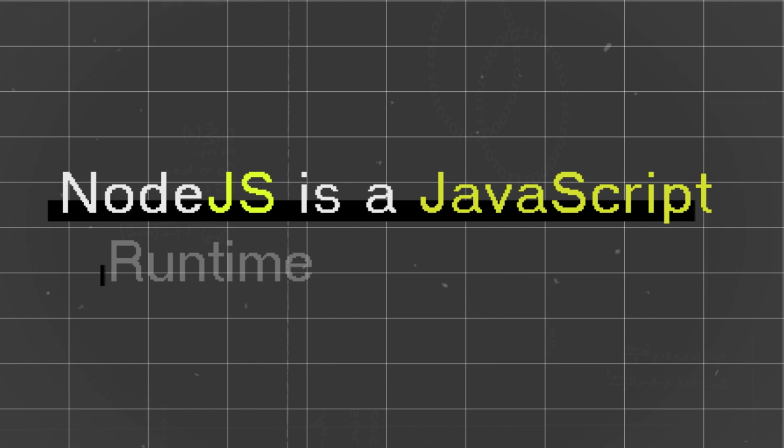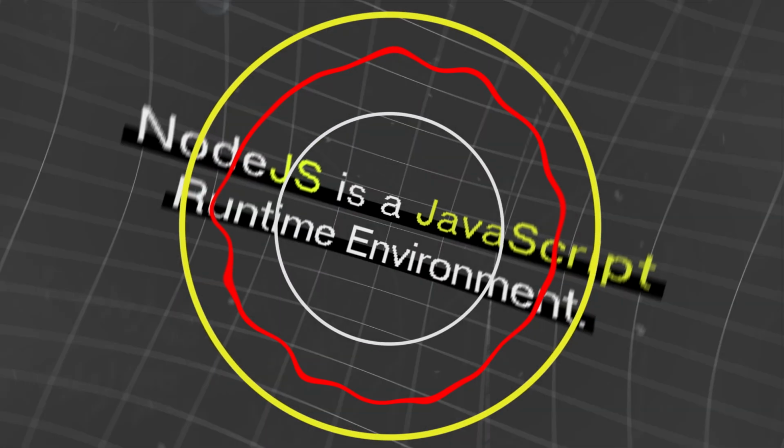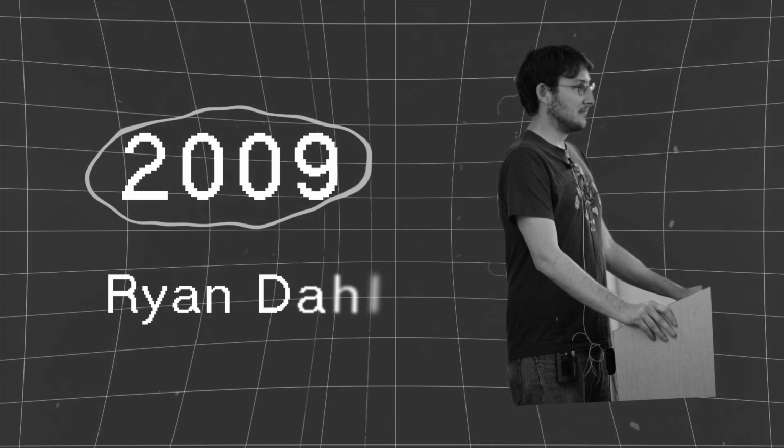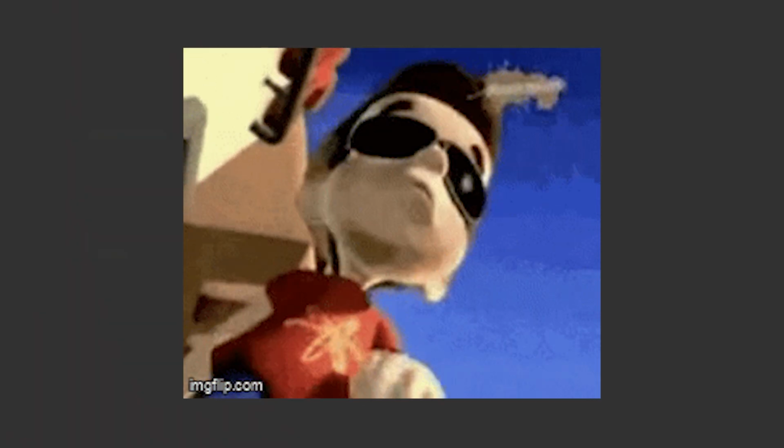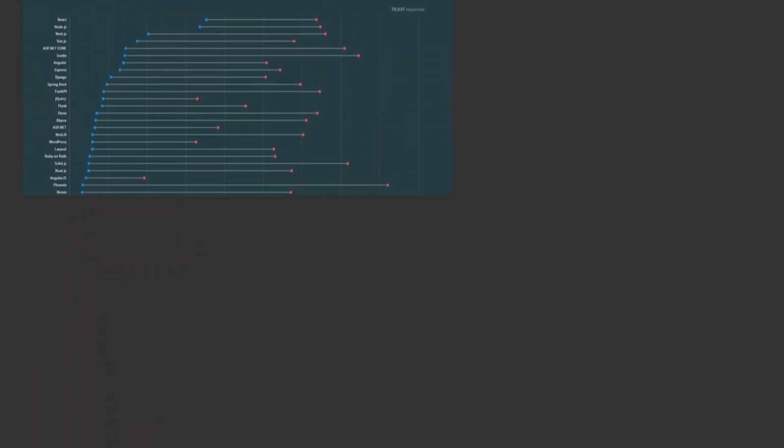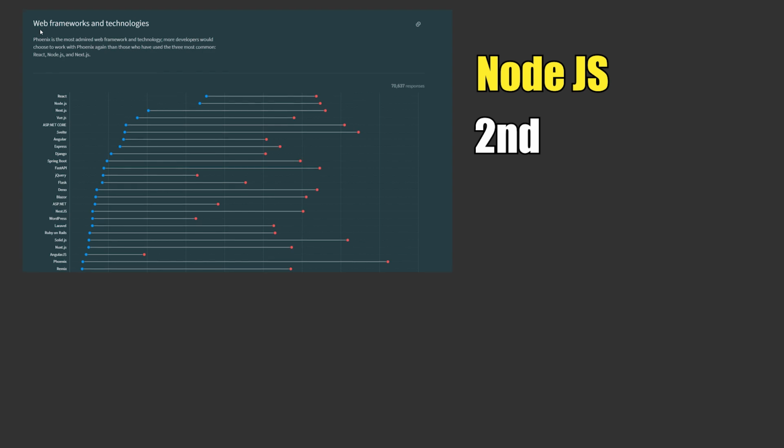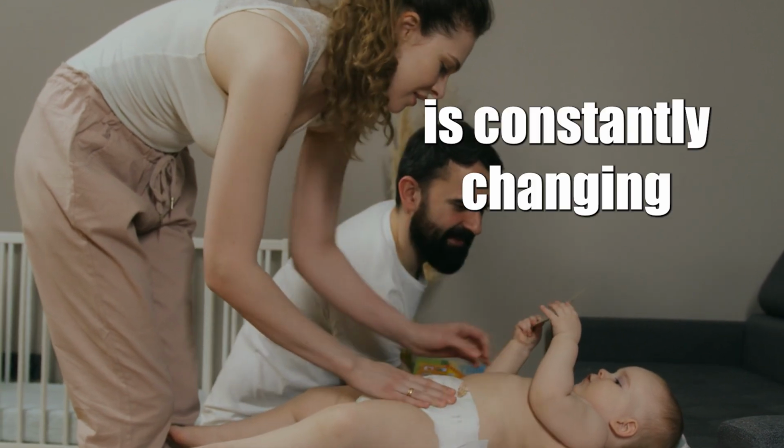Node.js is a JavaScript runtime environment that allows you to run JavaScript code outside of the browser. It was created in 2009 by Ryan Dahl, and since then, it has become one of the most popular technologies for web development. According to Stack Overflow's 2023 developer survey, Node.js was the second most loved and the fourth most used framework among developers. But as you know, the web development world is constantly changing and evolving.